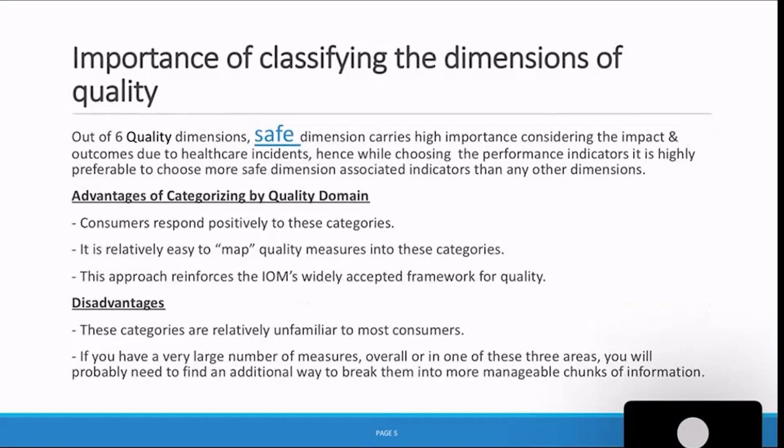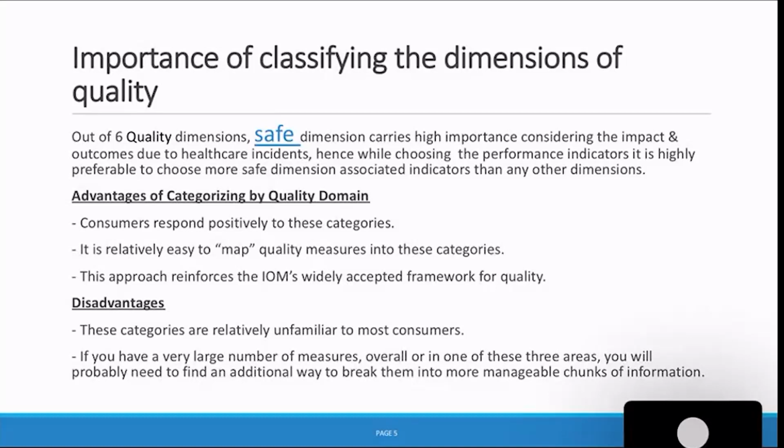Out of the 6 quality dimensions per IOM, the safe dimension is considered a high priority, a highly important domain, considering the impact and outcomes of healthcare incidents. Unsafe healthcare practices will lead to a lot of legal complications, reputation failure, financial loss, and are time consuming, and sometimes irretrievable also. I mean, we cannot go back and correct the errors.